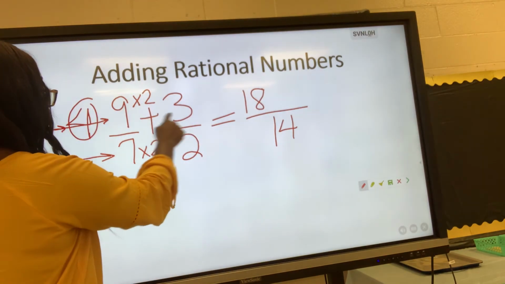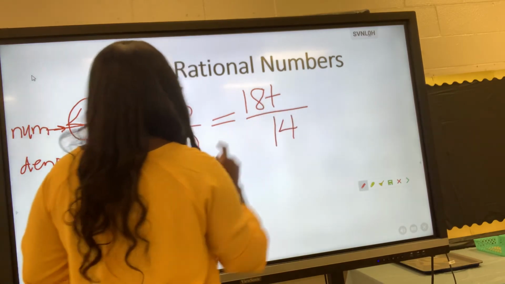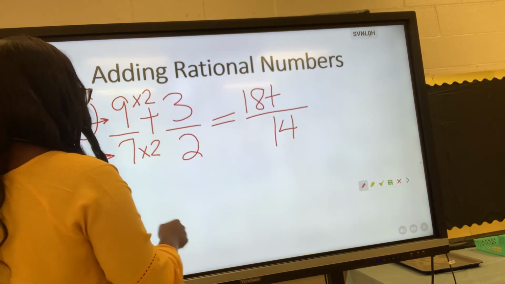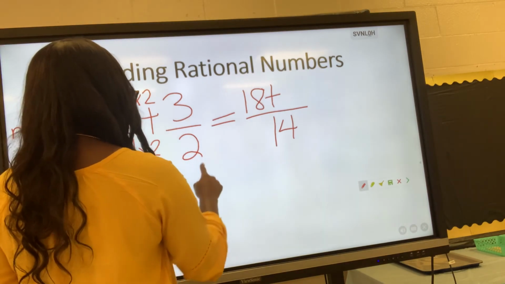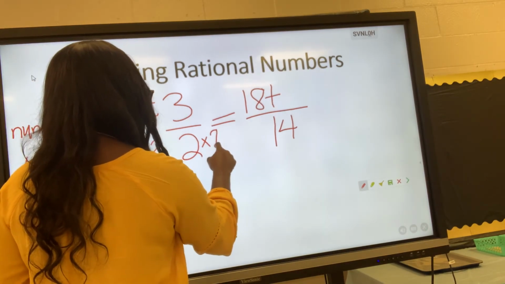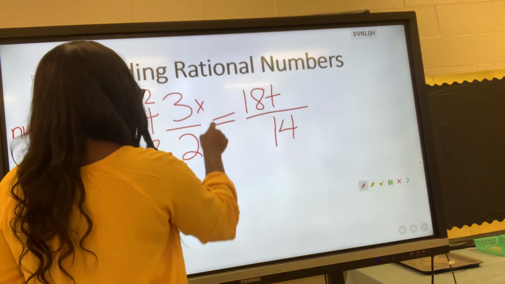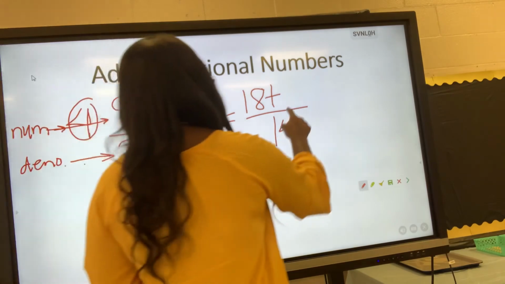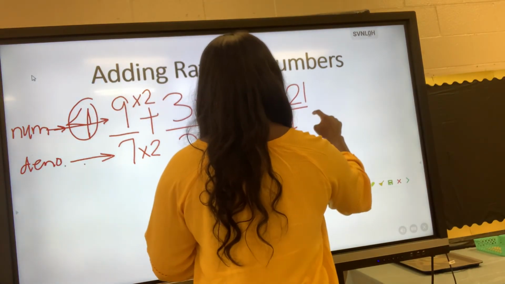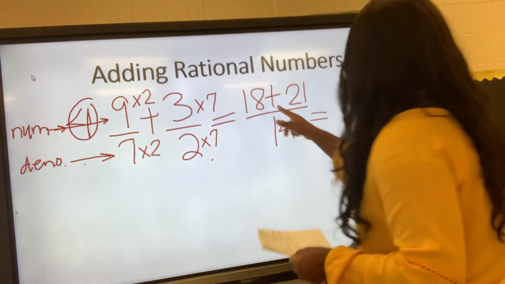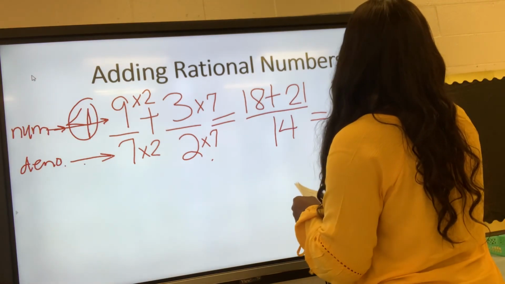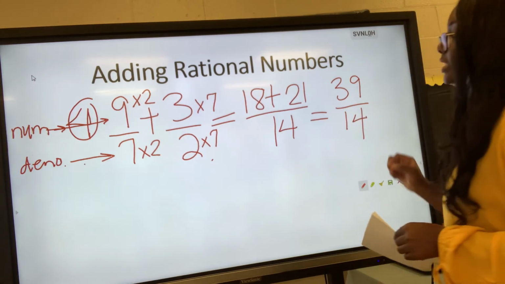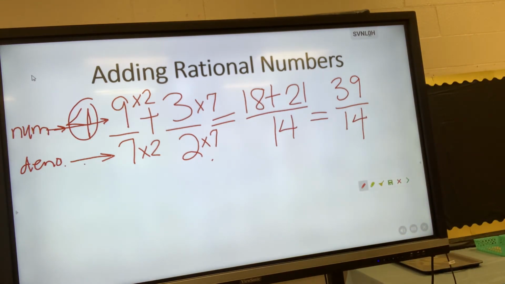Okay, so now we move on to the plus sign. Now you do the same for this one. What can I multiply 2 by to get 14? You can multiply by 7. And like I said, whatever you multiply the bottom by, you want to multiply the top by as well. And so then you get 21. So once you add 18 plus 21, you get 39, and you bring down your denominator, it's 14. So that's how you do that one.